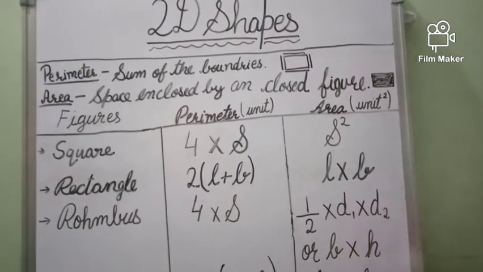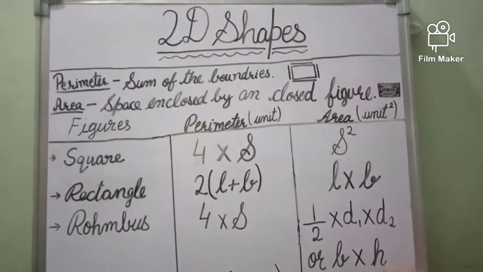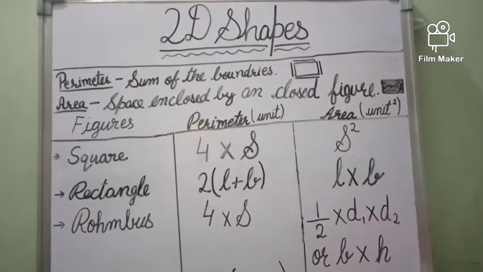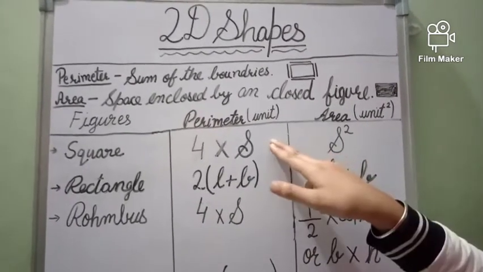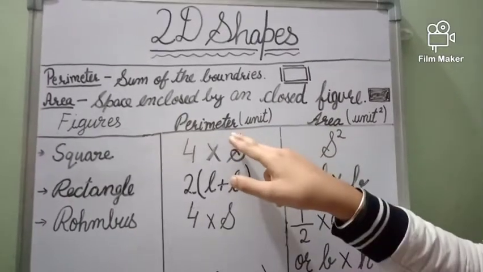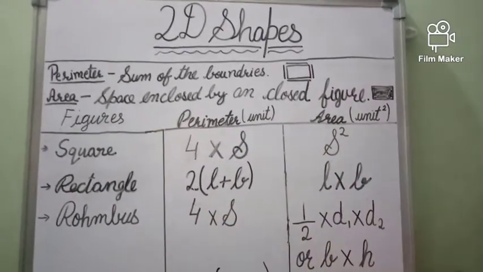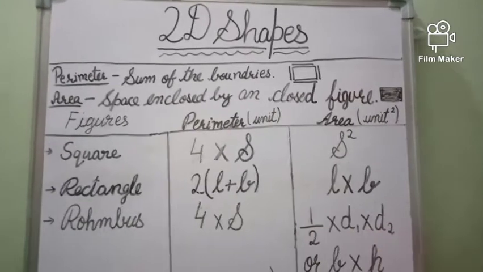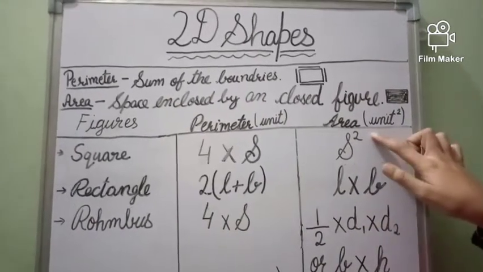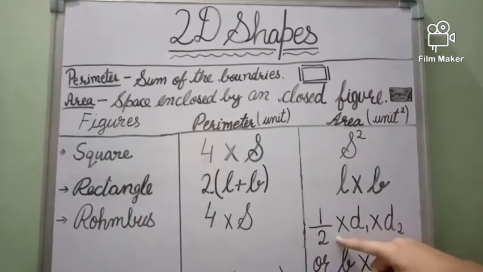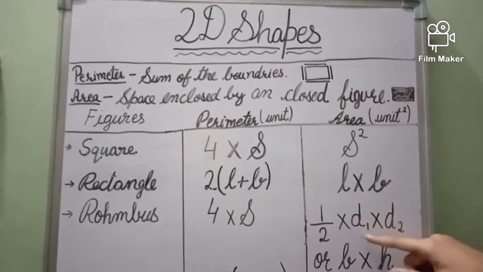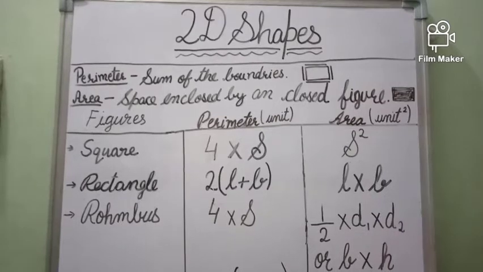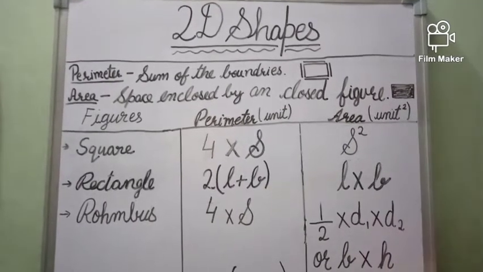So our next figure is rhombus. As we know that all the sides of rhombus are equal, so to find the perimeter of rhombus, the same formula would be applied. So to find perimeter of rhombus, the formula is 4 into s. And to find area of rhombus, the formula is 1 upon 2 into diagonal 1 into diagonal 2, or we can also do base into height.